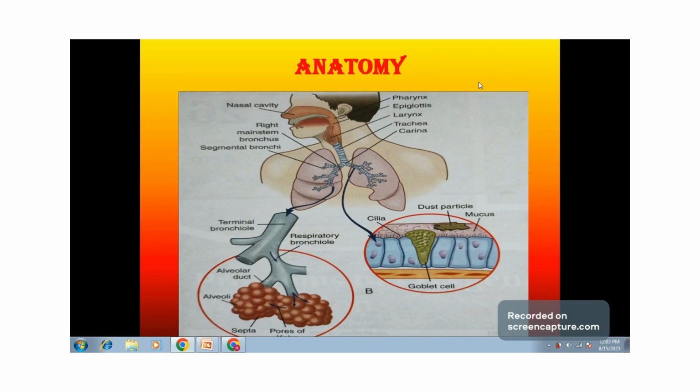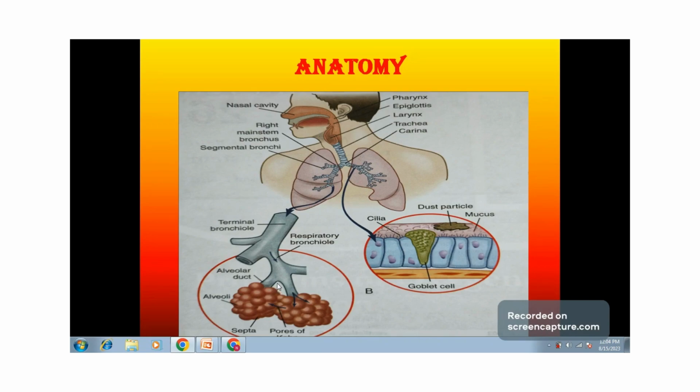Okay, so this is about the anatomy. The important point is that the actual gaseous exchange takes place at the alveolar sacs, which come from the alveolar ducts, which are distal to the terminal bronchiole. Okay, so over here the entire gaseous exchange takes place.